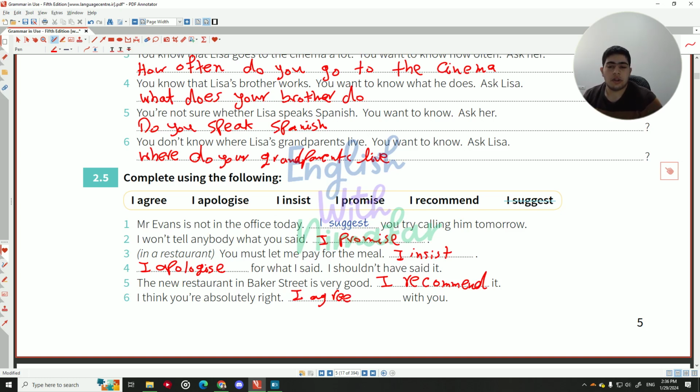Although there is a point here, some students unfortunately say I am agree. They say it mostly because they translate from their mother tongue. For example, in Farsi or Persian, you should use the to be verb. So because of that, some students say I am agree. That's wrong. I agree, I don't agree.